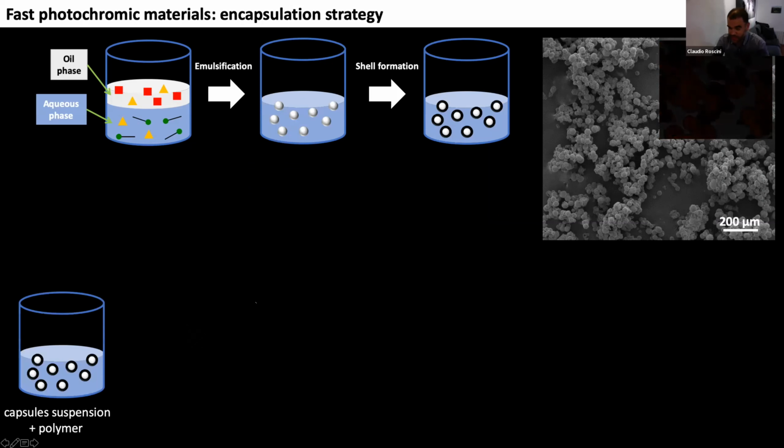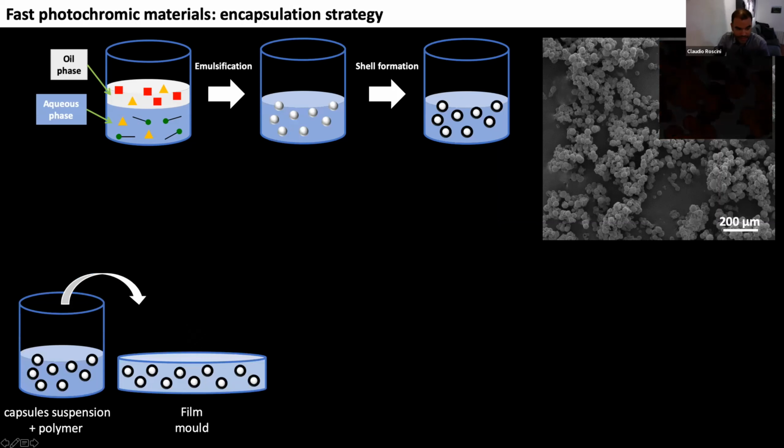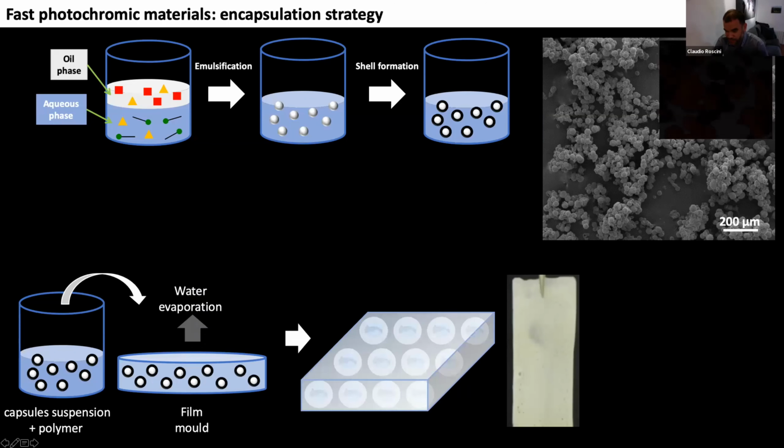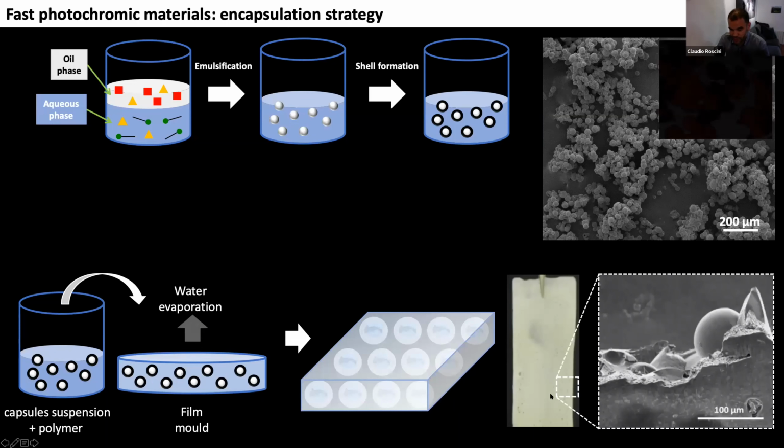Then you can take the suspension, you add the polymeric materials, and you cast it on a surface. You let the solvent evaporate, and you get your final composite. So this is how one of the first films that we made looks. And if you go to a closer inspection on the sides, you can actually see the capsules that are trapped within the polymer, preserving their structure. And inside here, there is the oil solution of the photochromic dye.